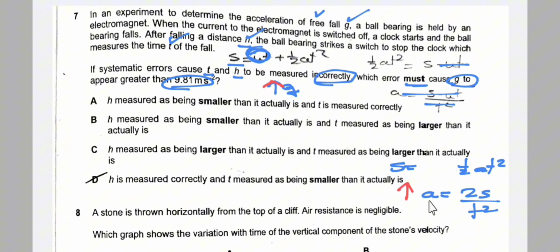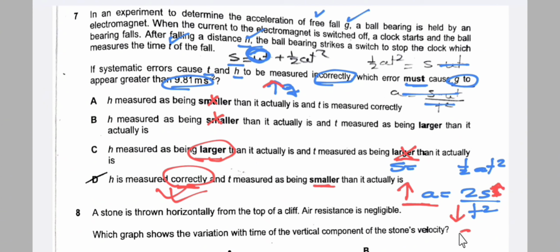For the acceleration to be greater, the s value would have to be greater or the time would have to be less. So h measured as being smaller is not it; it is either larger or correct. And t would be smaller. So h is measured correctly, this value is constant, and time is smaller. Since time is smaller and acceleration is inversely proportional to time square, if time decreases, acceleration increases, which means the acceleration value is greater than 9.81. So the answer is D.